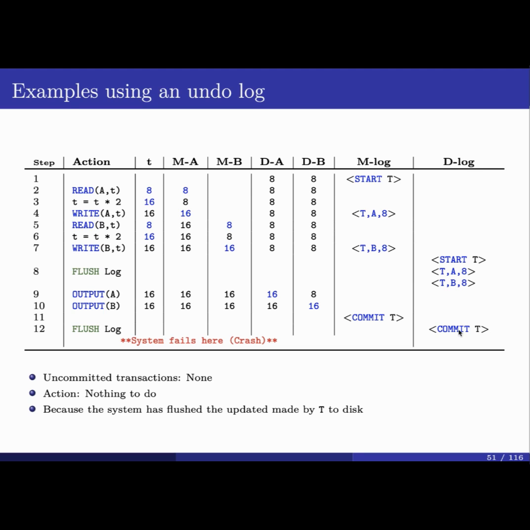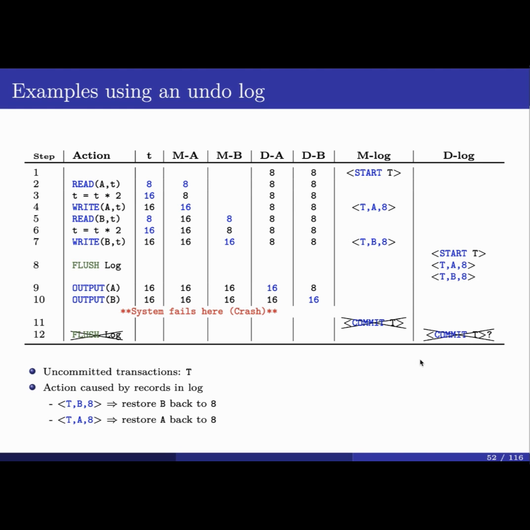So I start here. I need to identify, do you have any uncommitted transactions? No. Or I have only one transaction and this is committed. So what kind of action do I need to do? Nothing. Because remember, I don't care about the committed transaction. I'm just looking for uncommitted transactions, and reversing any update made by this transaction in reverse order. So in this case, we don't have a problem.